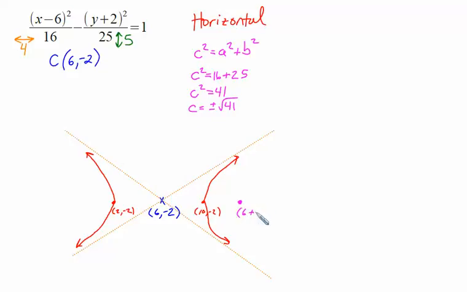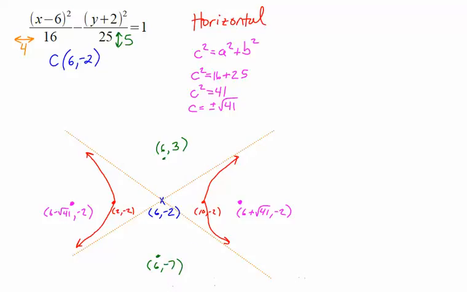So here we would have (6 plus radical 41, -2). Going back to the left, we would have (6 minus radical 41, -2). Now when we look at this adding 5 over here, it's really not anything that's really on our graph. So we would have the point (6, 3). Down below we would have the point (6, -7). But those are not points that you're going to have to label on our picture.